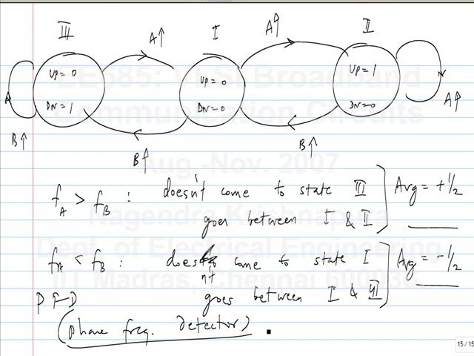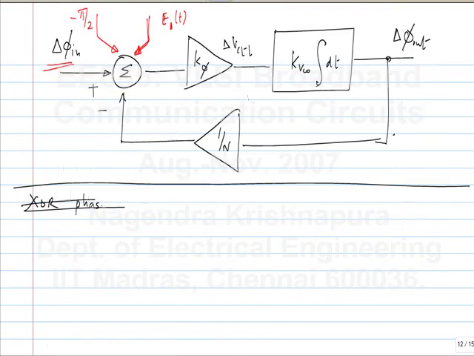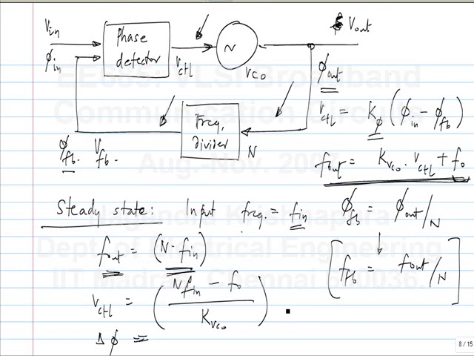So, what is the average output in steady state? I think we already worked it out. Yeah, it will be something like this, right. Because to have an output frequency different from the free running frequency, the VCO needs a non-zero control voltage, which means that it needs a non-zero average from the phase detector, which means that it is going to do this, okay.